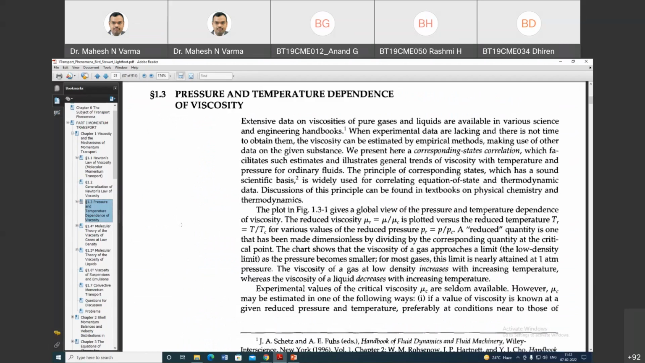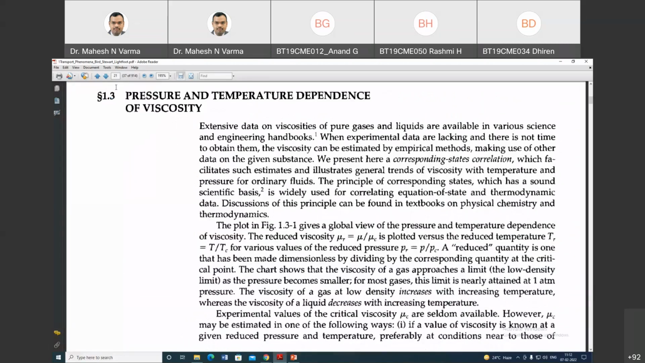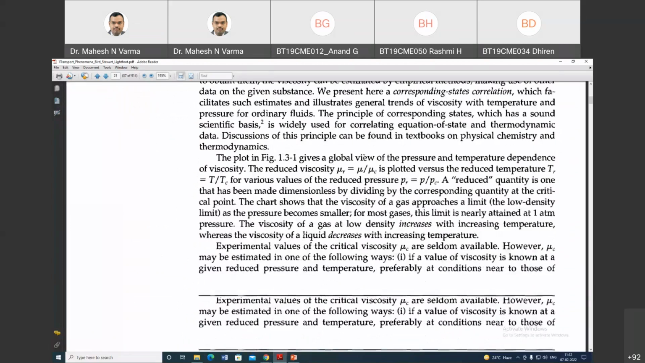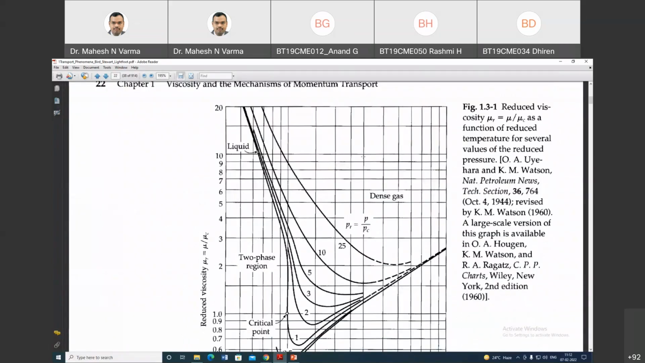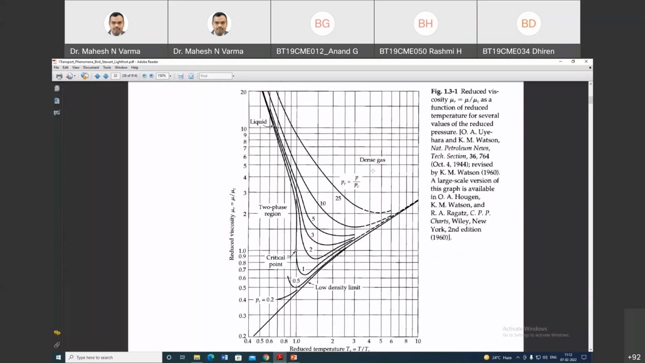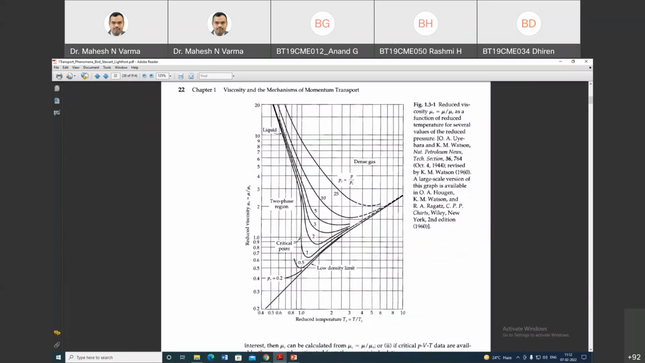This is what we have covered in the last class: pressure and temperature dependence of viscosity. So this is the empirical graph. Even though it looks so simple, what is the graph? It is mu by mu c plotted against T by Tc for different values of P by Pc. So reduced viscosity is plotted against reduced temperature at different reduced pressure.